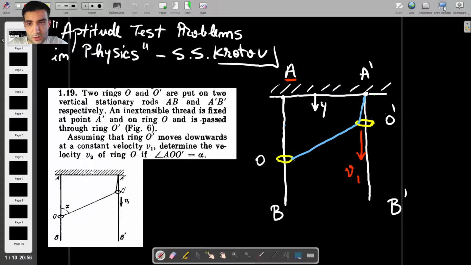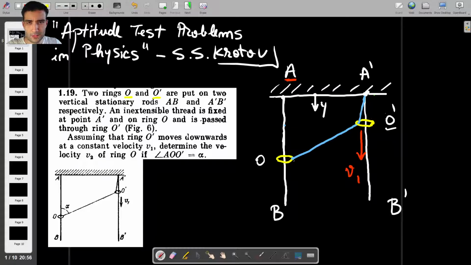So let's see what this question wants from us. We have two rings called O and O prime, which are placed on two vertical stationary rods, which are called AB and A prime B prime. Now, those rods are somehow connected by a thread, but it's not that the rings themselves are connected by the thread. It's that the thread is fixed at point A prime, and then it's also fixed onto ring O. And then the thread passes through the O prime ring.